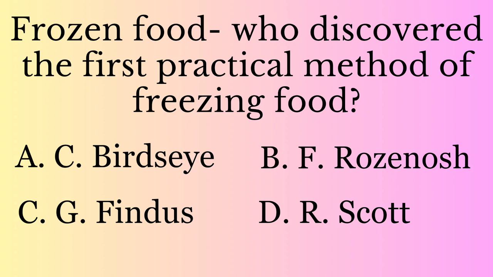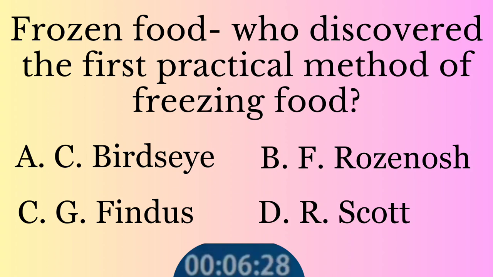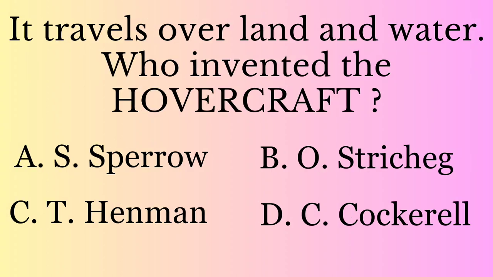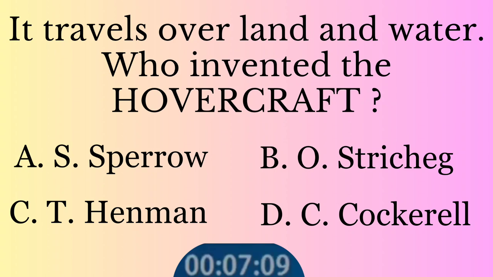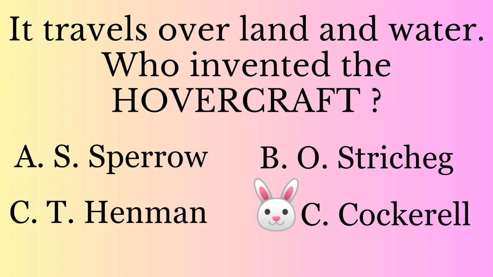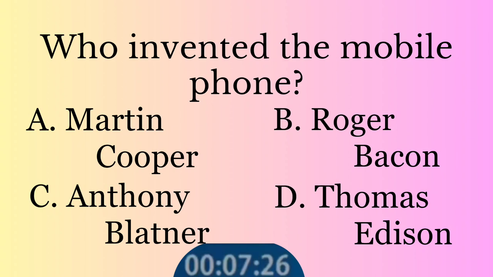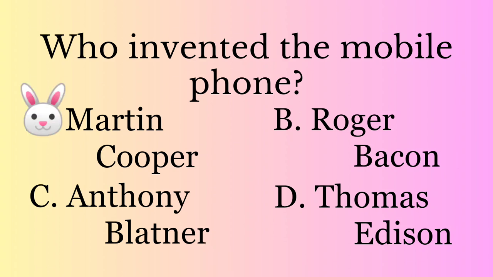Frozen food. Who discovered the first practical method of freezing food? Clarence Birdseye. It travels over land and water. Who invented the hovercraft? Christopher Cockerell. Invented in 1956. Who invented the mobile phone? Martin Cooper.